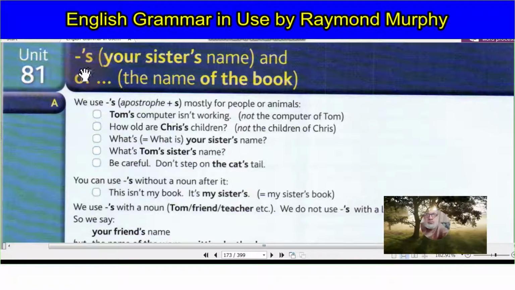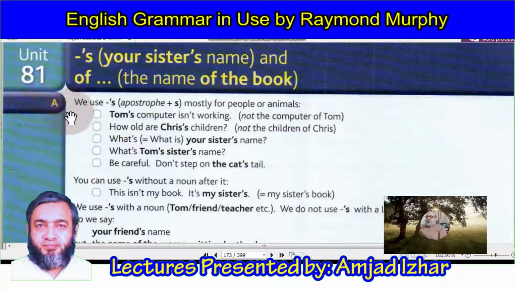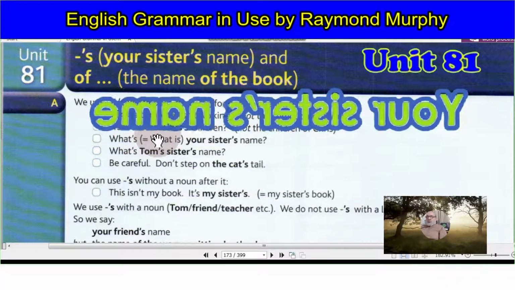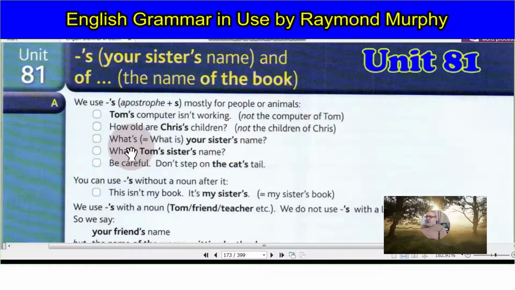Unit 81. You use 's as in your sister's name, not the name of your sister, and the name of the book. A. We use 's mostly for people or animals. Tom's computer isn't working, not the computer of Tom. How old are his children? Are his children of Chris?